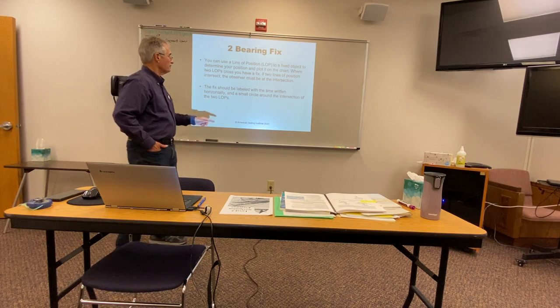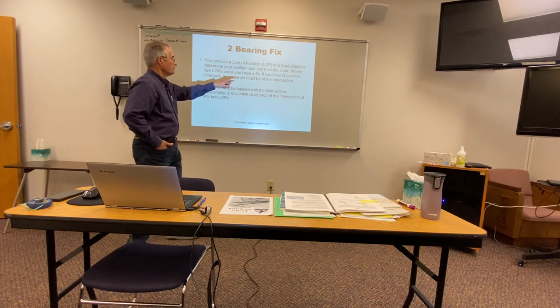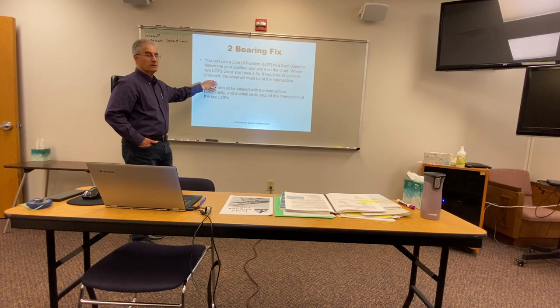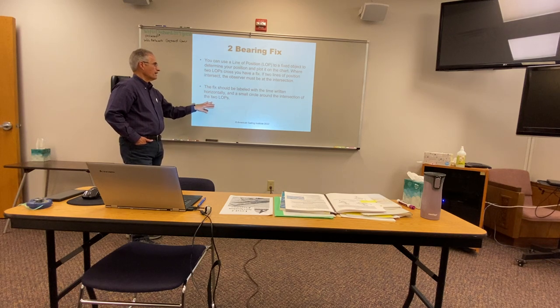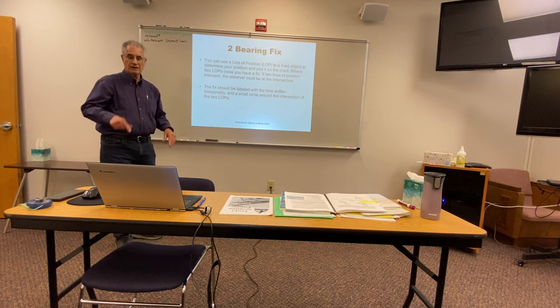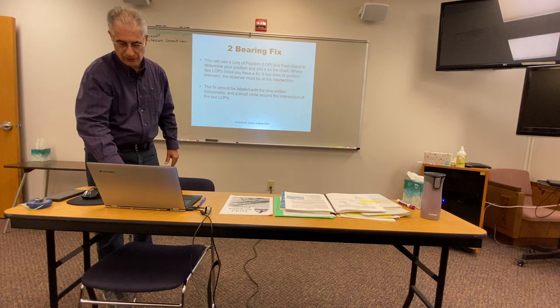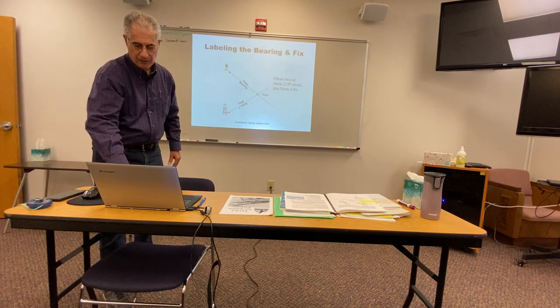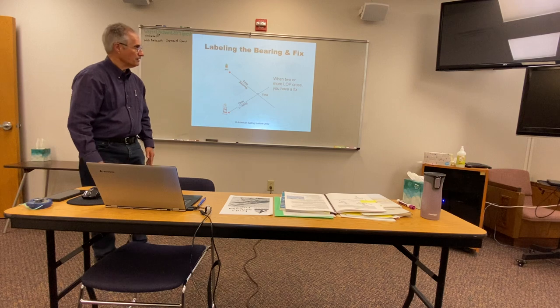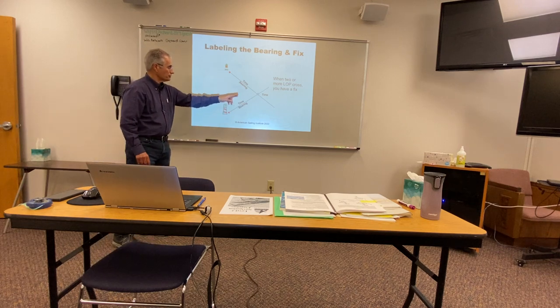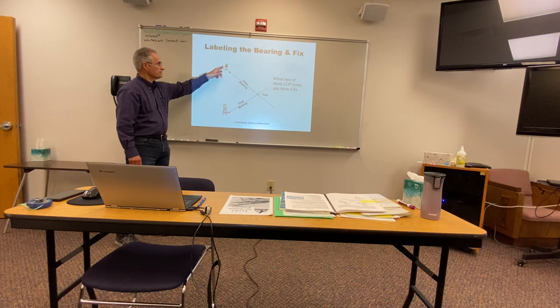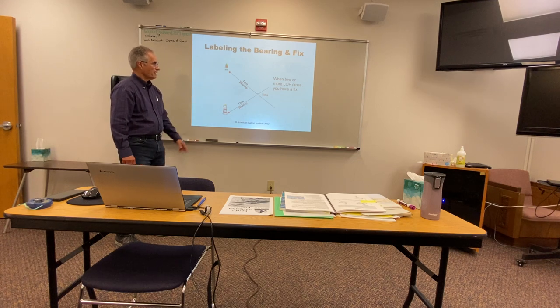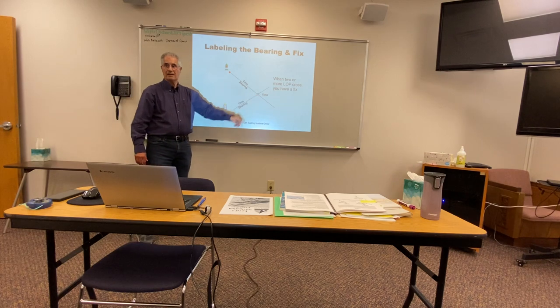As it says here, if two lines of position intersect, the observer must be at the intersection. And again, how do you label it? You write the time horizontally and you put a small circle around where the two lines cross. So this is an example. Here we have two lines of position, one to this lighthouse and one to this buoy. And where they cross, that's where we must be.